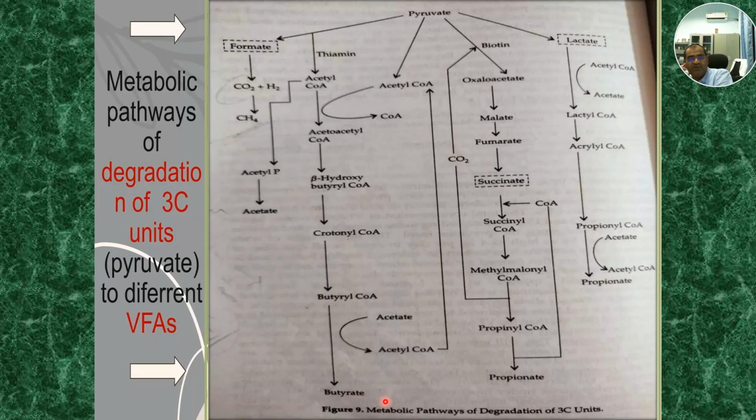So butyrates. Whereas the pyruvates are also converted to oxaloacetate, then malate, then succinate, then succinyl CoA, then methylmalonyl CoA, ultimately propionyl CoA, then propionate. So here we have two products: one is butyrate and another one is propionate. Whereas the lactate, if it is consumed by the animal, is also converted to lactyl CoA, then acrylyl CoA, then propionyl CoA, and ultimately propionate is produced.